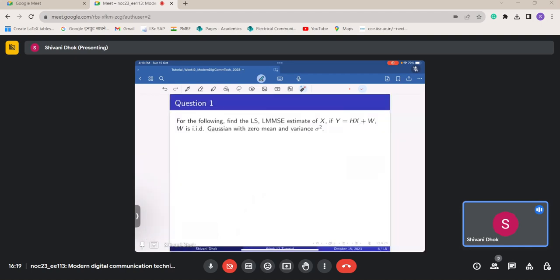Okay, so let's start. This is the first question. What we need to do is, for the following, find the least square and LMMSE estimate of x if y equals hx plus w. W is IID Gaussian with zero mean and variance sigma square. So this is what we have here. Another thing that we can assume is that x is also zero mean.